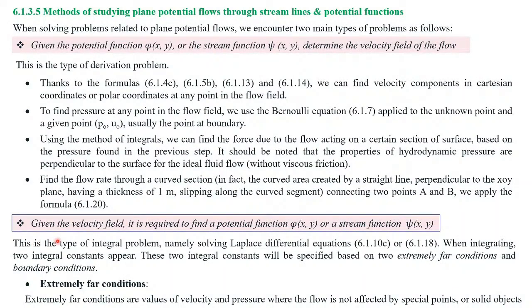The second kind of problem gives the velocity field. It is required to find the potential function phi or stream function psi. In this case, the velocity field is given first. You have to find phi and psi. Okay.